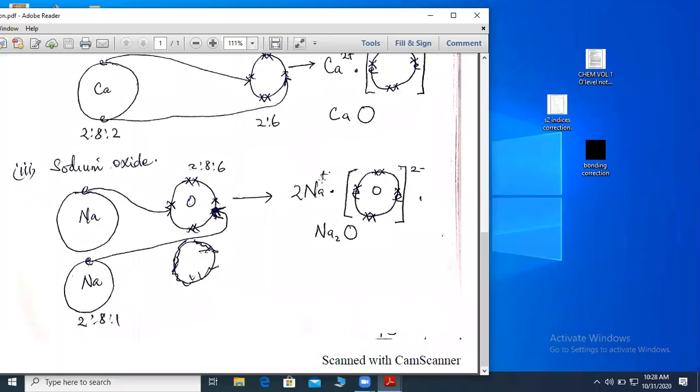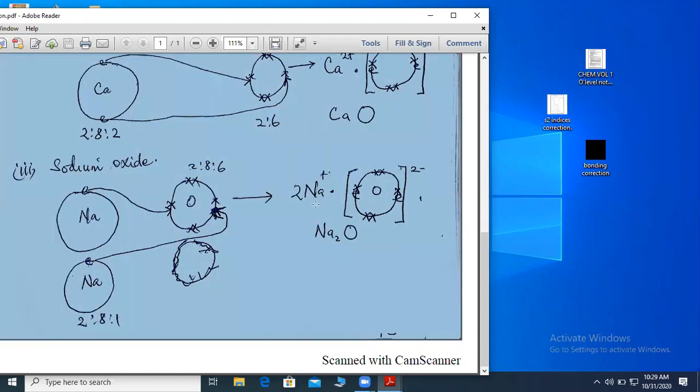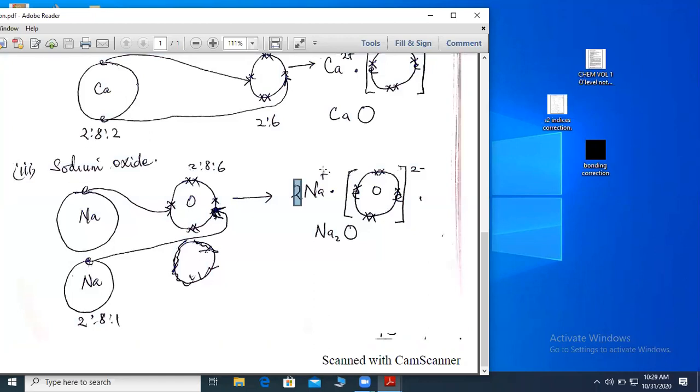Now, most people put here two positive charges. That is wrong, because each sodium atom has lost only one electron, so you cannot put two positive charges. And oxygen has gained two, so it should have two negative charges. Finally, two positive charges, two negative charges, and the formula is sodium oxide with two sodium atoms and one oxygen atom.